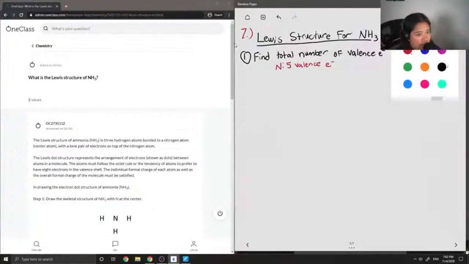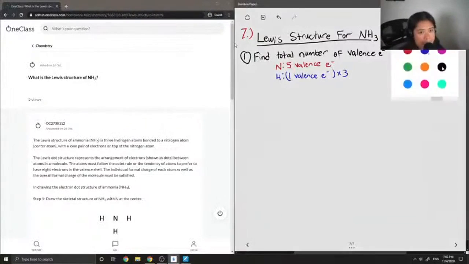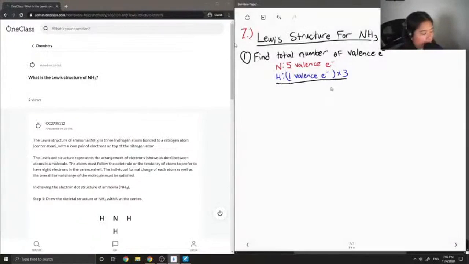And then for hydrogen, each hydrogen has 1 valence electron. And since there are 3 of them in NH3, I'm going to multiply this by 3. So we end up getting a total number of 8 valence electrons.